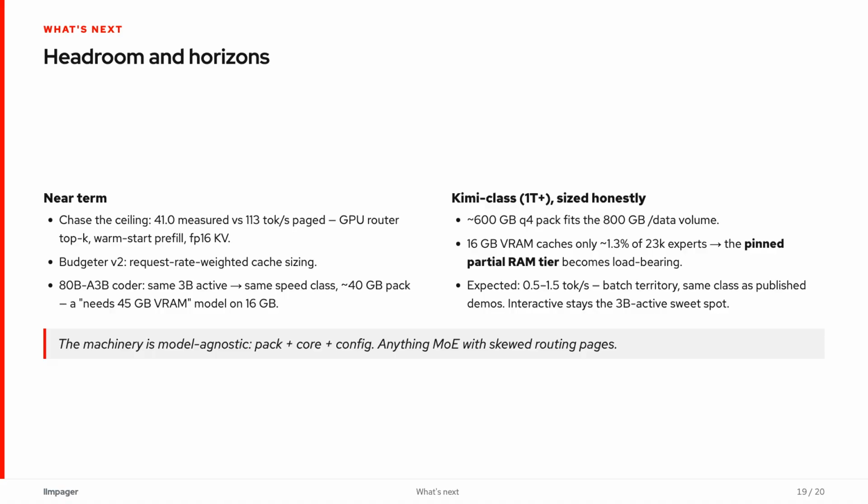What's next? Near term: chase the remaining headroom between 41 and 113 tokens per second, smarter cache budgeting, and an 80 billion parameter coding model that normally demands 45 gigabytes of VRAM. Same 3 billion active design, so it should run at the same interactive speed on this card. Longer term, the honest math on trillion parameter models: they fit on our disk and they'd run, but at batch speeds, not chat speeds. The machinery is model agnostic: anything mixture of experts with skewed routing pages.